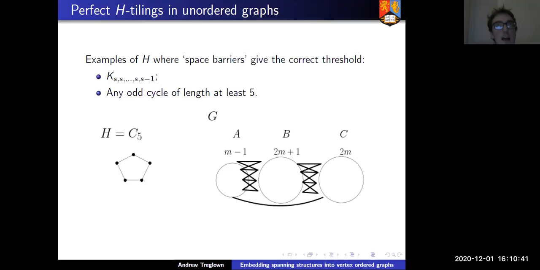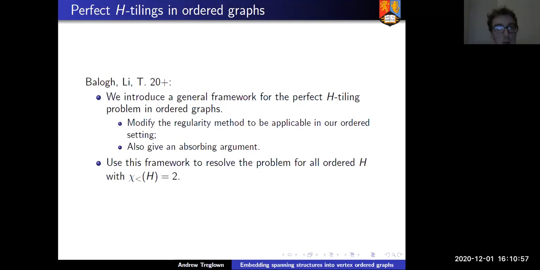So again, if you didn't understand all of that, just take with you the fact that in the unordered setting, there are 2 types of extremal construction: space and divisibility barriers. Okay, so what about the ordered setting now?